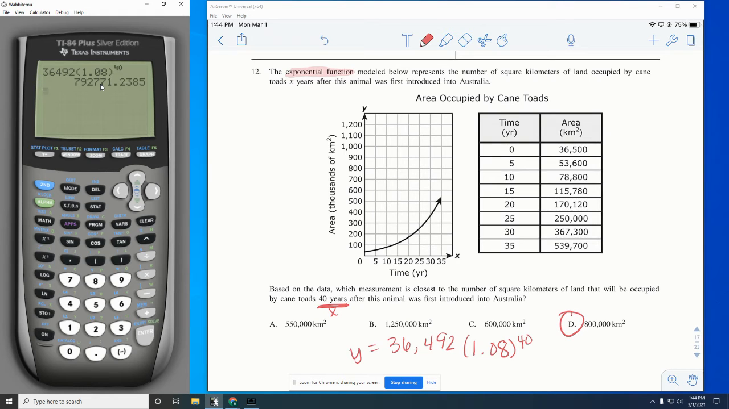So this one looks really ugly, has a lot going on, but all you really have to do is plug it into Stat Edit and then use your equation.